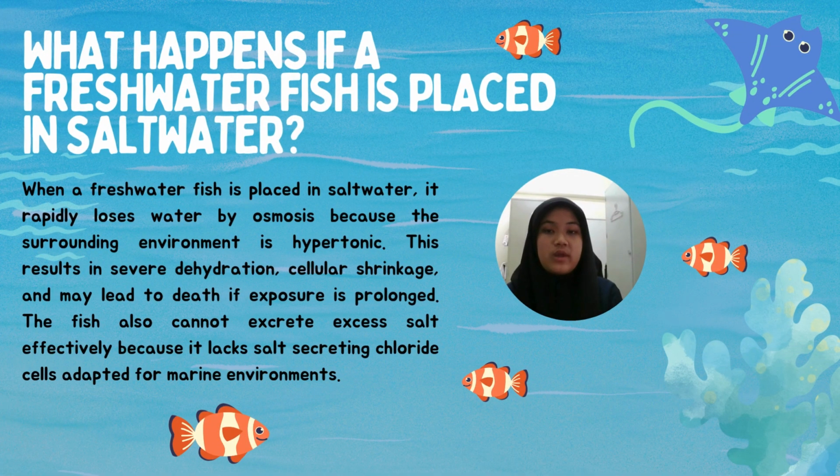Let's move to what happens if a freshwater fish is placed in salt water. As we know, if a freshwater fish is placed in salt water, it rapidly loses water by osmosis. It is because the surrounding environment is hypertonic. This causes the fish to become dehydrated, its cells shrink, and if the exposure continues, the fish will be unlikely to survive. It is because it cannot remove excess salt effectively.